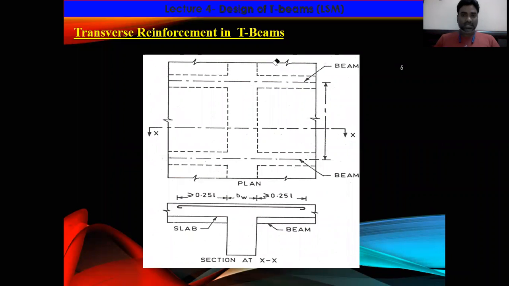And this is a beam, and this is another beam. If you cut the section and see it, this is the reinforcement provided, and this is the distance, which should be greater than or equal to 0.25 L, and this is also greater than or equal to 0.25 L, and this is bw, that is the width of the beam.